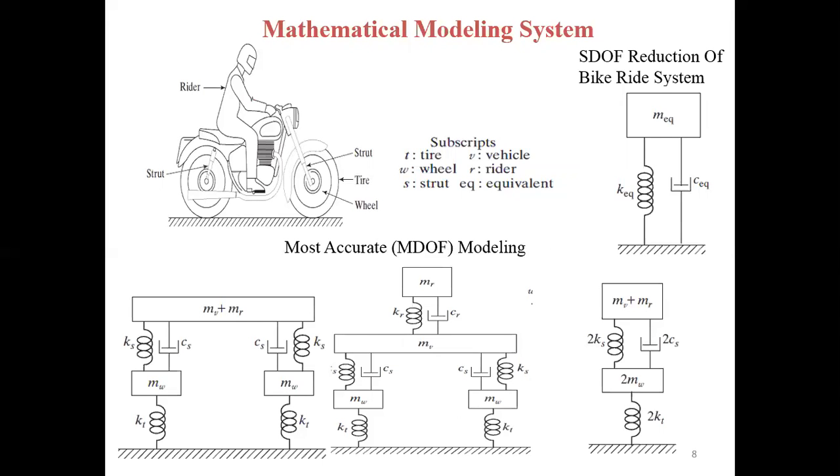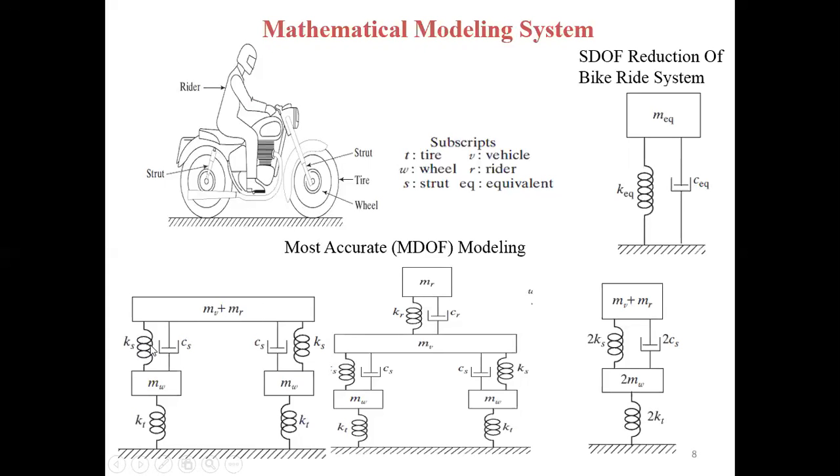Now, mathematical modeling of the system. If there is more than one mass available in the vibratory system, suppose this is a vibratory system first, right? There is mass of vehicle plus mass of rider, right? Suppose a rider who rides the bike or vehicle, then the equivalent mass is the mass of vehicle plus mass of rider, right?